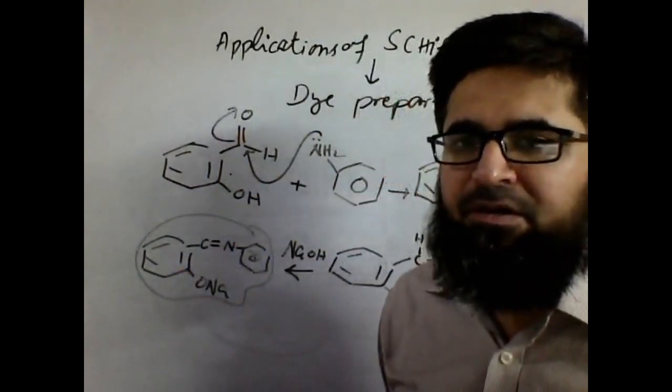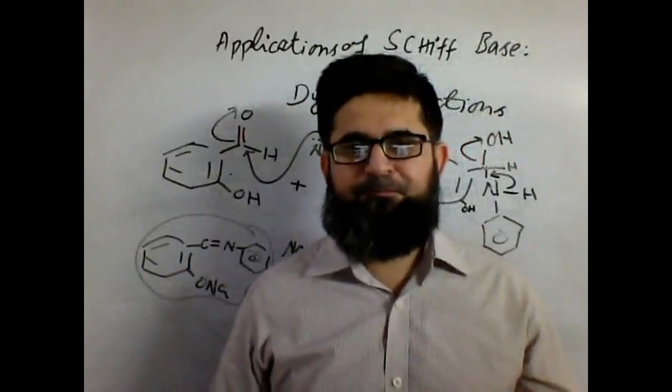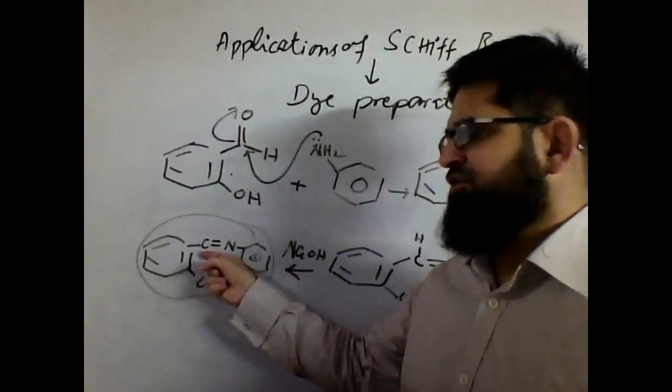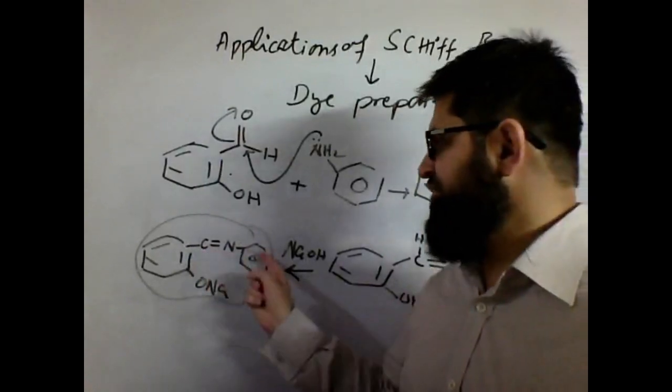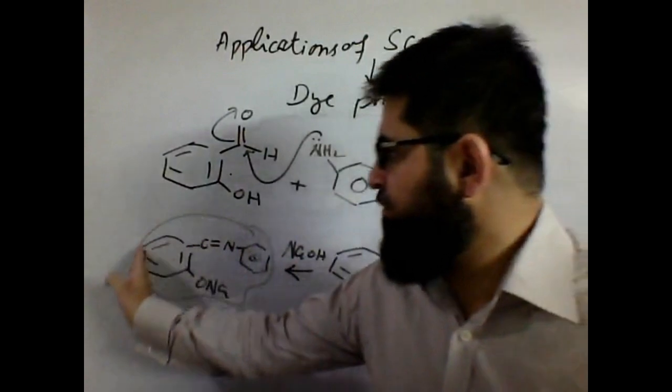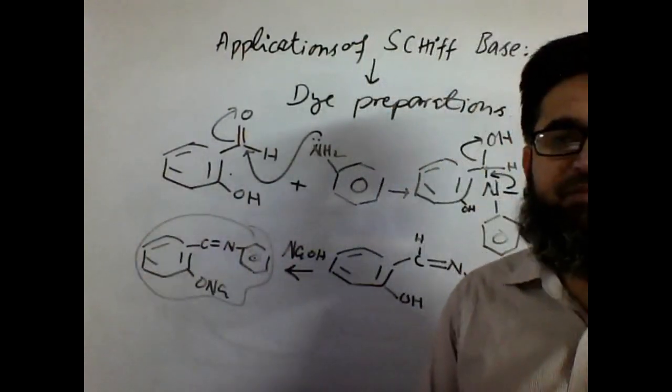Imine means it is a Schiff base, with an azomethine functionality present between the two aromatic rings. As a whole, this structure will become some sort of a colorant.